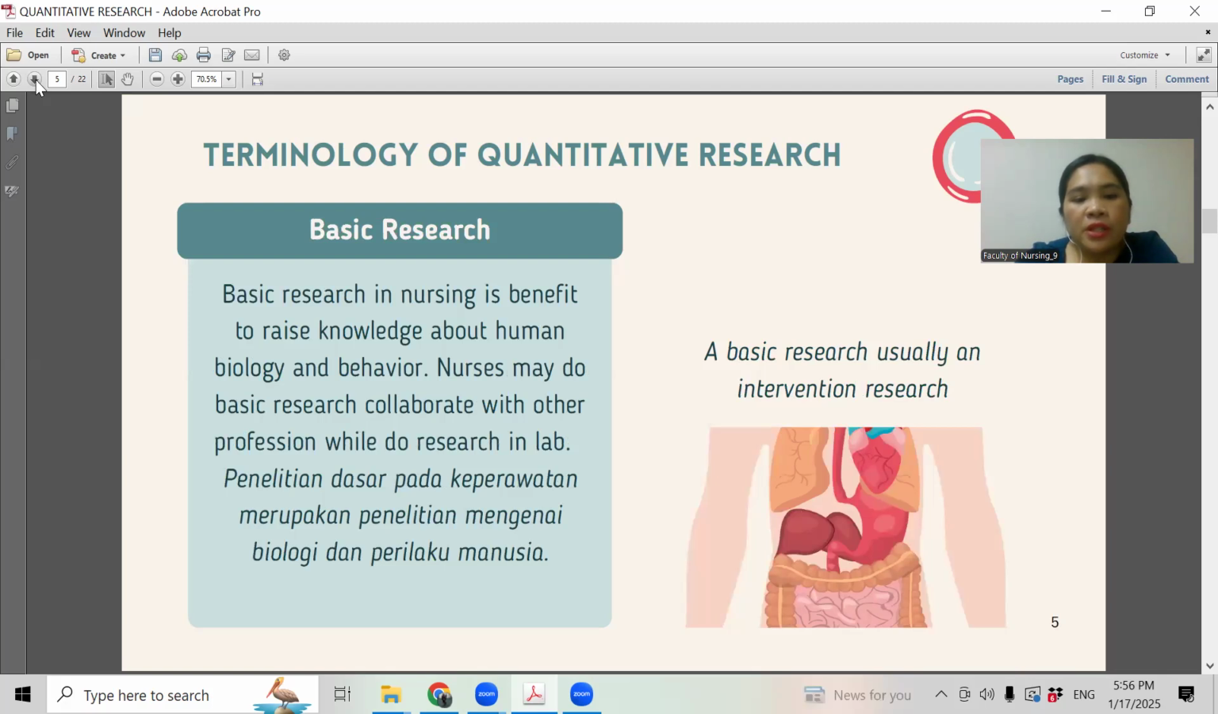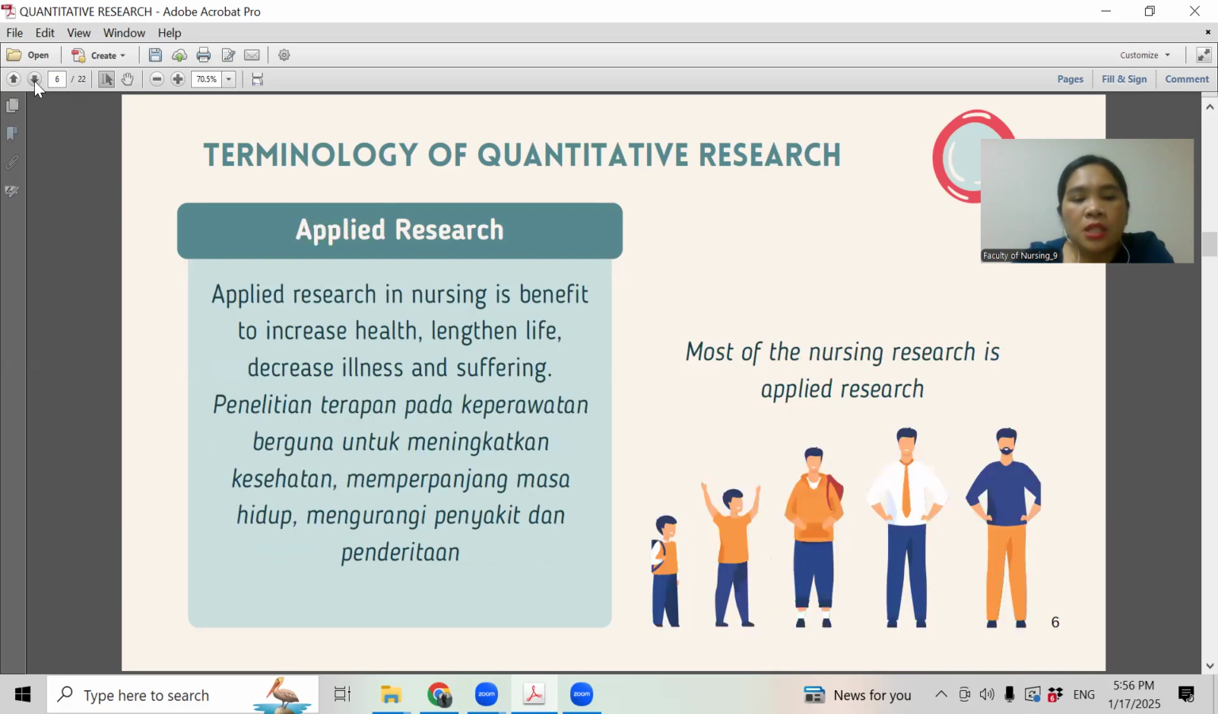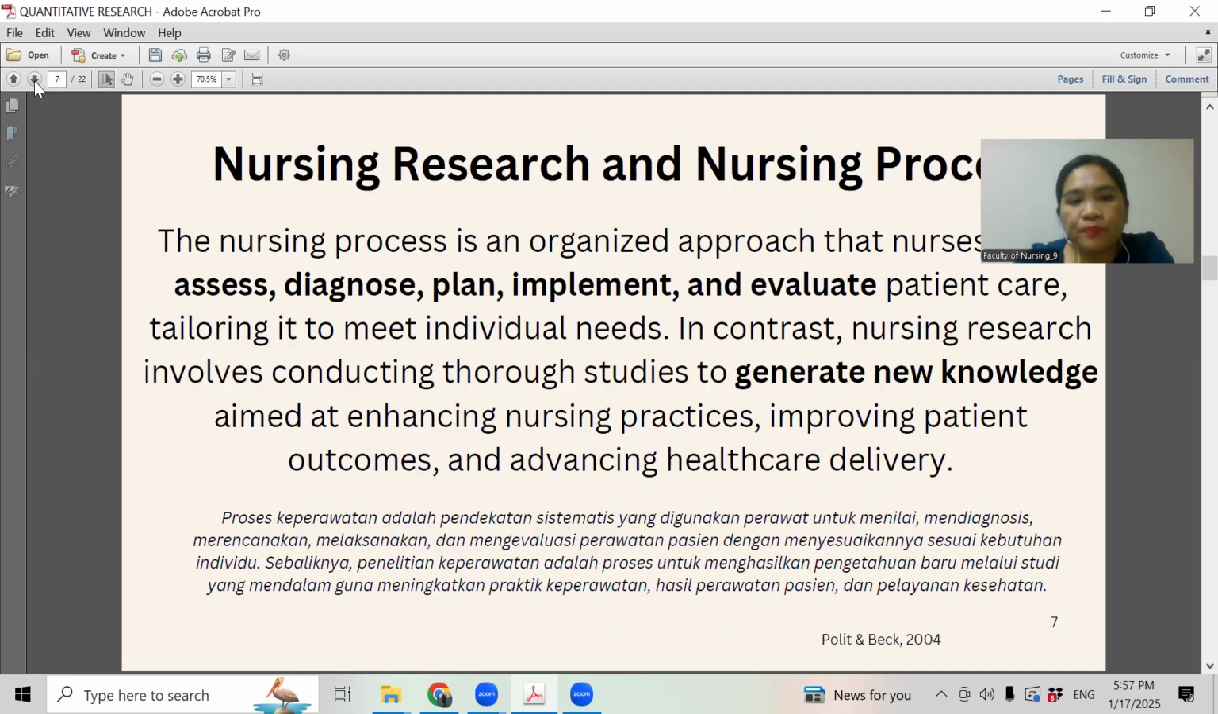Basic research refers to when we explore the phenomena in nursing, specifically in the biology and behavior of humans. Like a researcher in a laboratory, something like that is what we do in basic research. And the last one is applied research, which is to benefit and increase health, lengthen life, and decrease illness and suffering. And this is what we do most in nursing research.